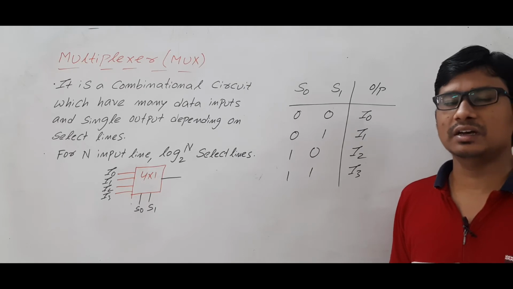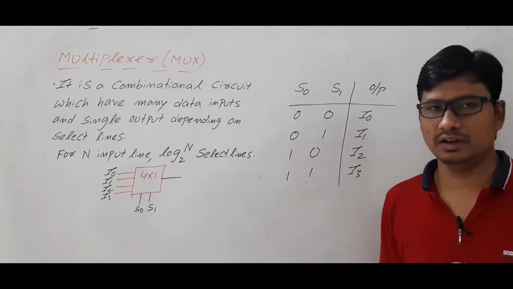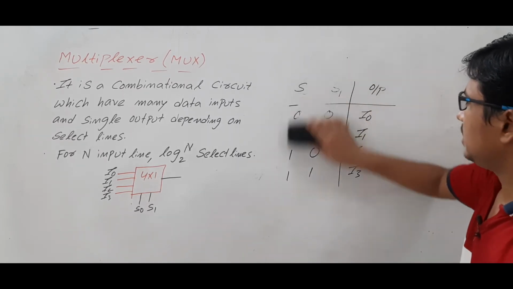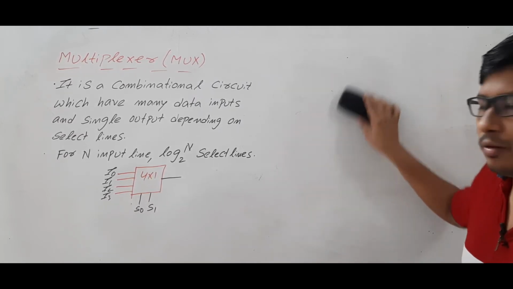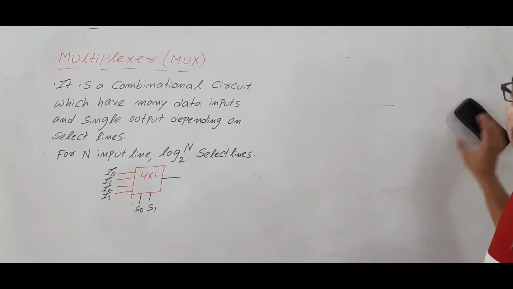Now let me discuss the combinational circuit of the multiplexer. For the same 4 by 1 multiplexer, I will design a combinational circuit. Meaning that I am designing a 4 by 1 multiplexer.